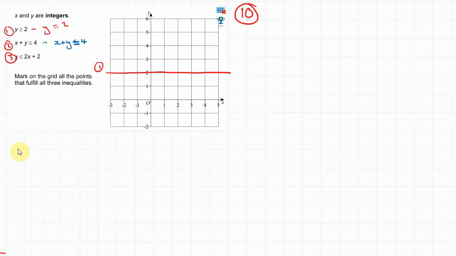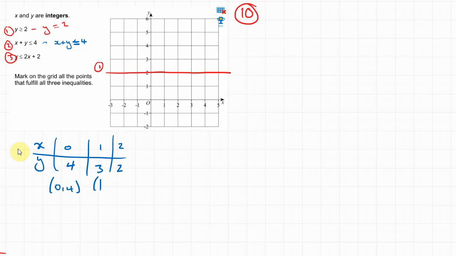equals 4. So let's just go down here and make a little table of 0, 1, 2. And then we can plot some coordinates. So when x is 0, 0 plus something equals 4, 0 plus 4. When x is 1, 1 plus something equals 4. And when x is 2, 2 plus something equals 4, that will be 2. So I want to plot the coordinates 0, 4, 1, 3, and 2, 2.